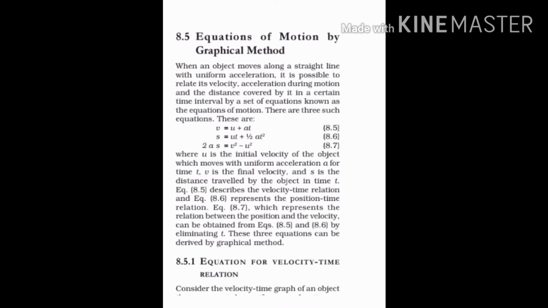So the next topic is equations of motion by graphical method. You can see it in your book. When an object moves along a straight line with uniform acceleration, it is possible to relate its velocity, acceleration during motion and the distance covered by it in a certain time interval by a set of equations known as the equations of motion. There are three such equations. They are v equal to u plus at, s equal to ut plus half at squared, and v square is equal to u square plus 2as, written as 2as is equal to v square minus u square. So lastly, you can say that v square is equal to u square plus 2as.